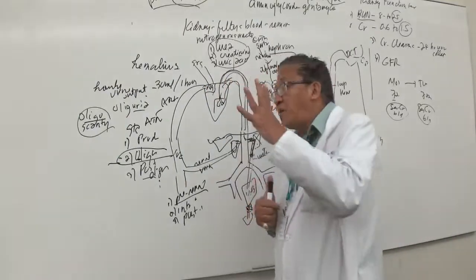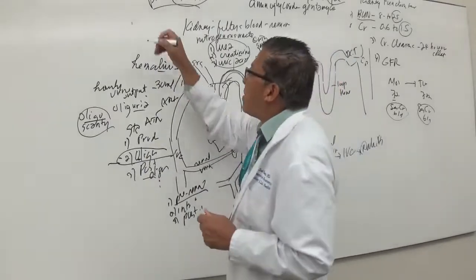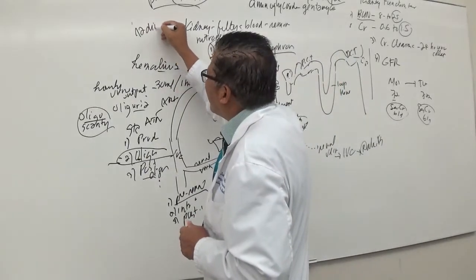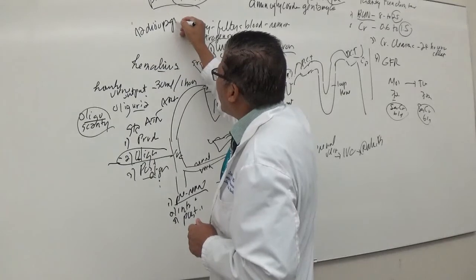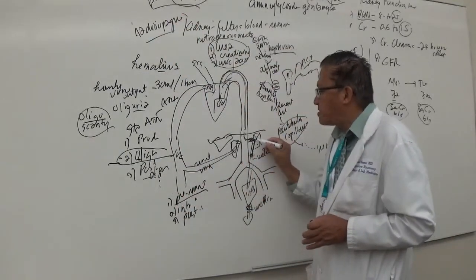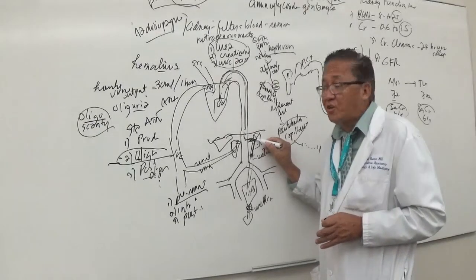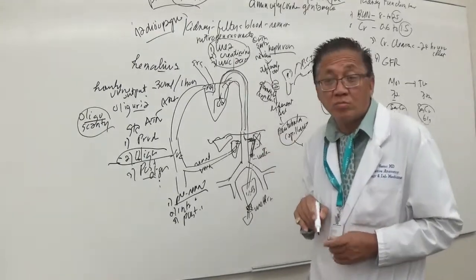So if you take an x-ray here, most of these stones are radio-opaque. What do you mean by radio-opaque? It's white when you take an x-ray. So if you take an x-ray, they found out there was what? A small, white, opaque lesion here. So it was what? A kidney stone.